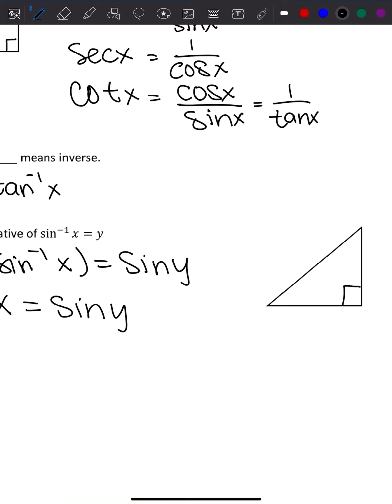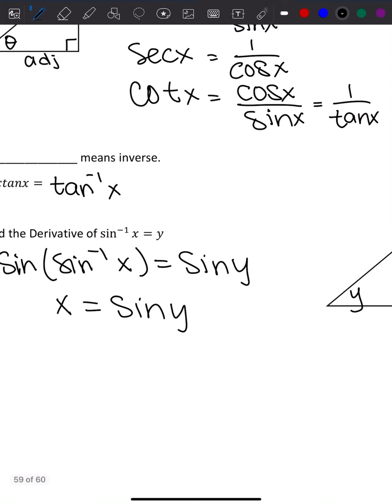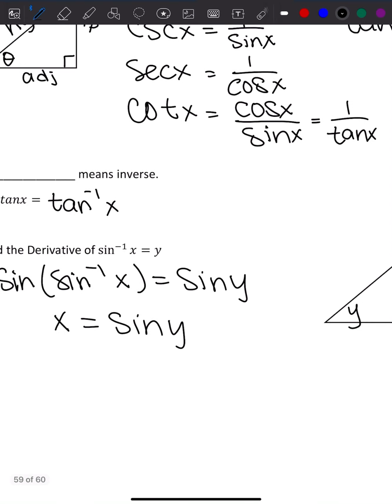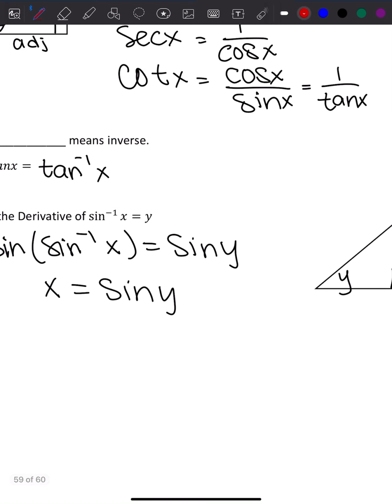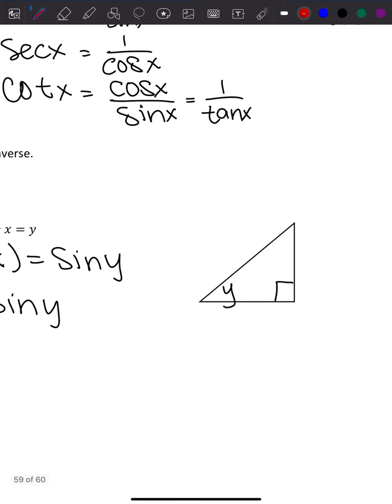So I have a triangle here. Our angle is y. I can go ahead and label my pieces here. Sine is the opposite over hypotenuse. So we have sine of y is equal to x, and because x can be written as a fraction, x divided by 1, my opposite is x and my hypotenuse is 1. If I need to, I can go ahead and solve for this third side. If I don't, then I don't need to.